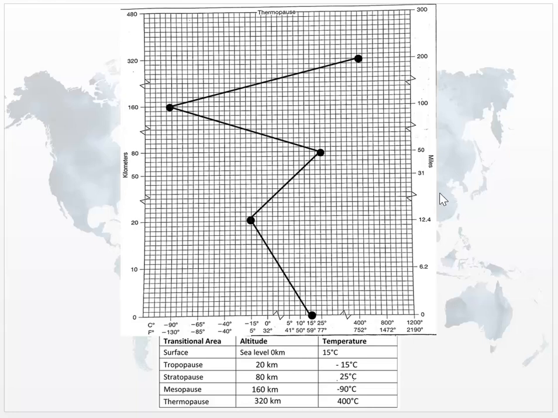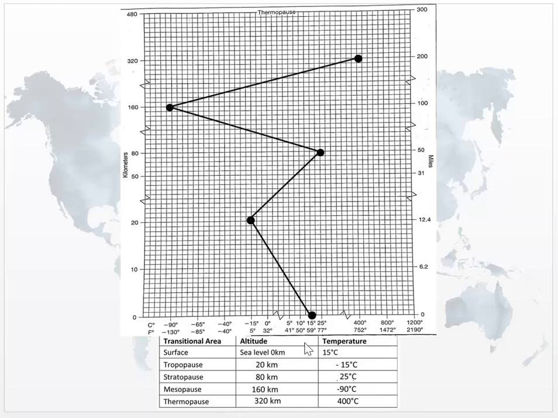So this is the example graph of an atmospheric profile that would be accurate for the data provided down here in this graph. So surface, right, that's our sea level. That is where we're starting down here in our elevation. That is 0 kilometers or 0 miles above Earth's surface, and our temperature is 15 degrees Celsius. So keep in mind that Celsius and Fahrenheit exist on the same map, and you want to pay attention to the units that you're using in order to measure these scales.